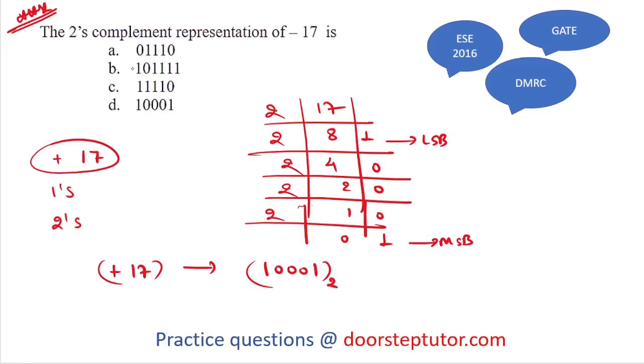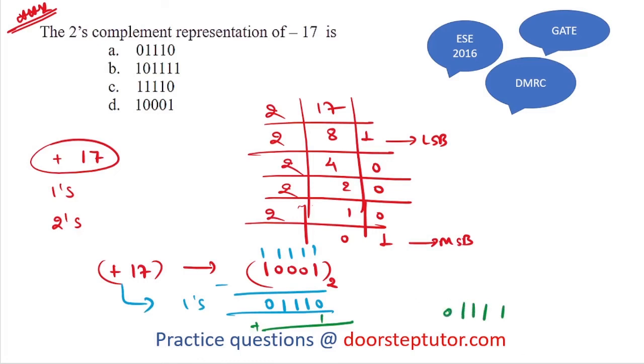Now we have to find the 2's complement. For that, we need to subtract each digit from 1. So 1 minus 1 is 0, 1 minus 0 is 1, 1 minus 0 is 1, 1 minus 0 is 1, and 1 minus 1 is 0. This is going to be the 1's complement of 17, and we have to find the 2's complement. So we need to add 1 in the LSB. So 0 plus 1 is 1, and the remaining digits will be as they are.